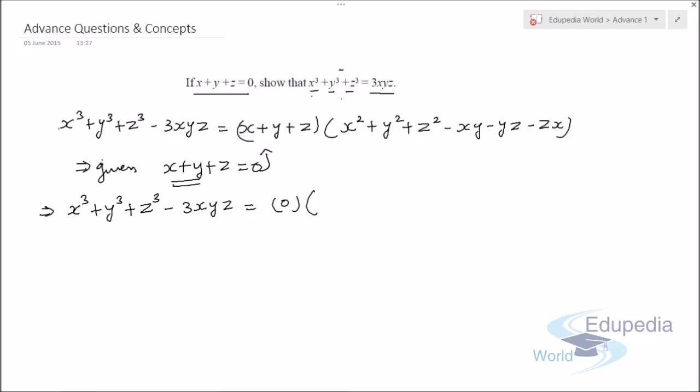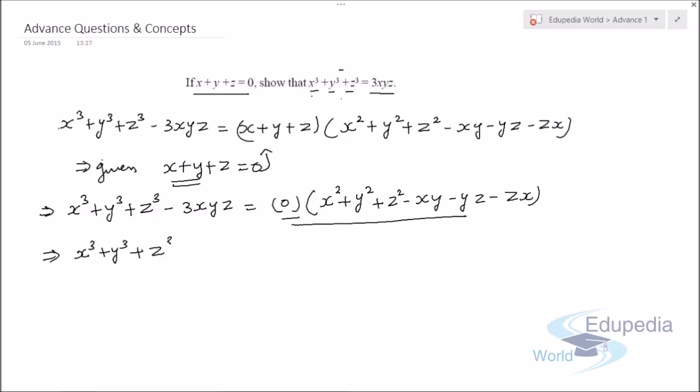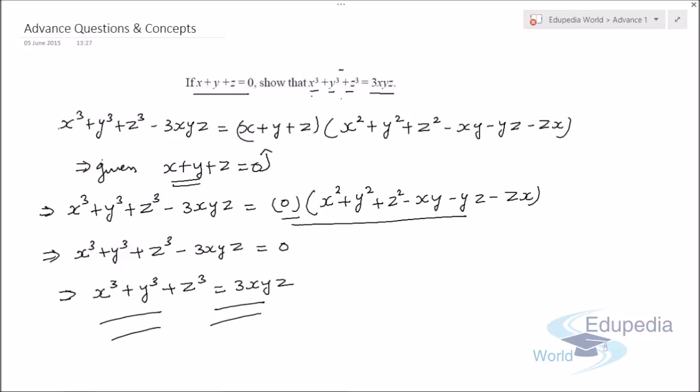So we put 0 into x square plus y square plus z square minus xy minus yz minus zx. So in this term, 0 multiplied with anything will become 0. So this implies x cube plus y cube plus z cube minus 3xyz equals 0. So this implies x cube plus y cube plus z cube equals 3xyz, which proves the question. So let's move on to the next question.